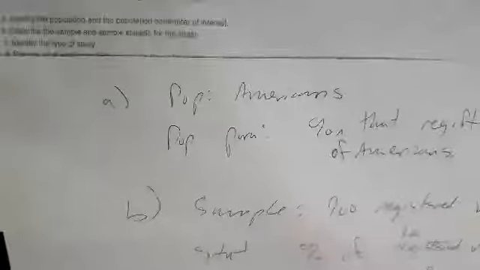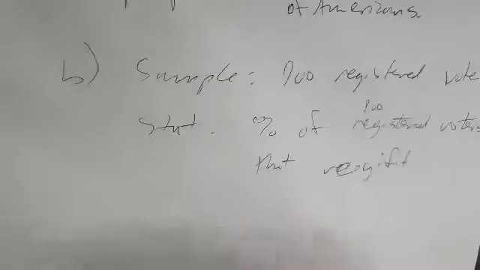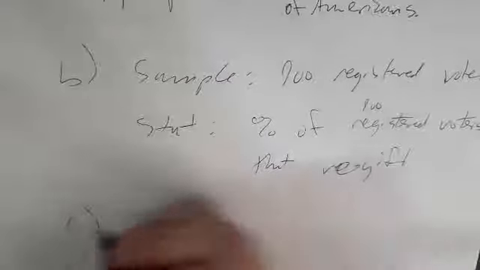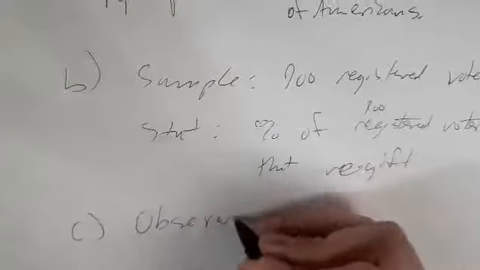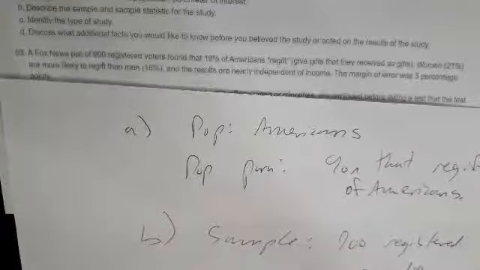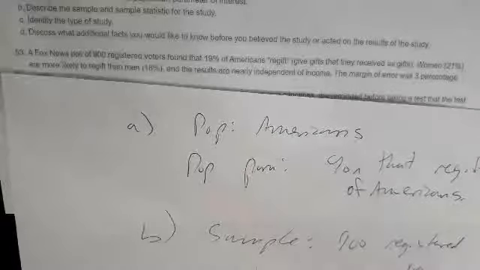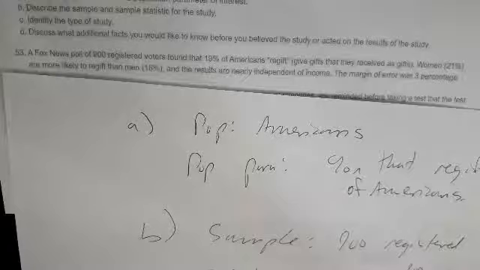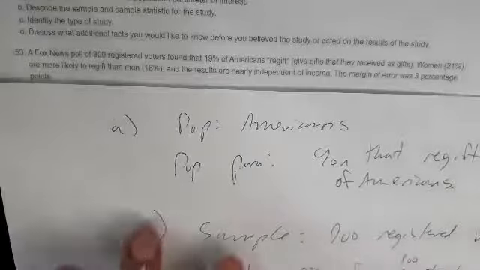Part C says identify the type of study. So is this an experiment or is this observational? Observational. Did you give them a placebo gift? No, we didn't. That's observational. Is it a case study? I think that's the next thing they said. Is it a case study? Yeah, I don't think this would be a case study. No, this is the other one.